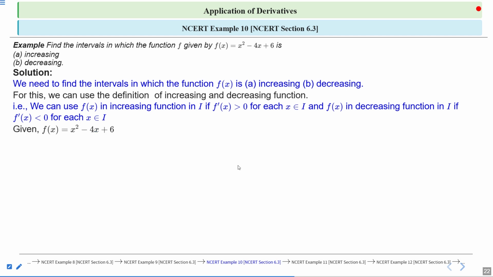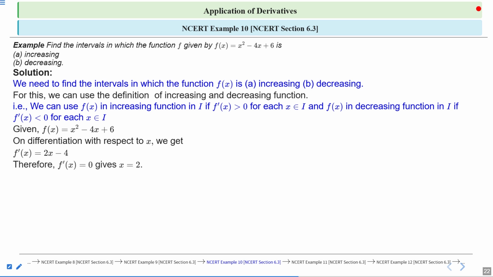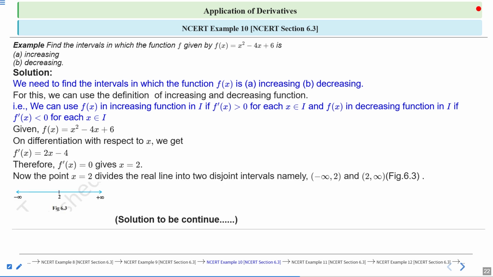Given f(x) is equal to x square minus 4x plus 6, right? So on differentiation with respect to x, we get f'(x) is equal to 2x minus 4. Therefore, f'(x) equal to 0 gives x equal to 2, right? Clear? You can see the number line. Now, the point x equal to 2 divides the real line into two disjoint intervals, namely minus infinity to 2 and 2 to infinity, right? You can see figure 6.3.